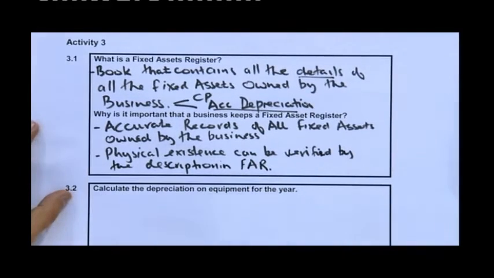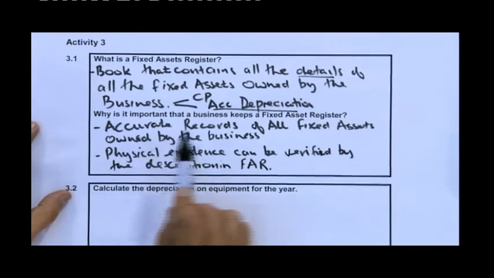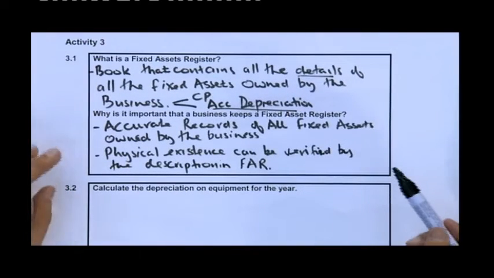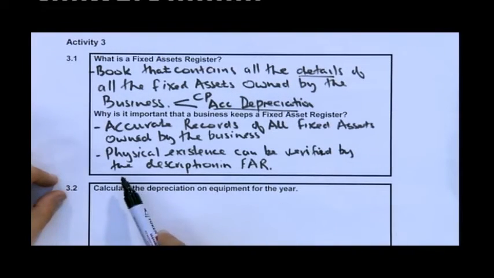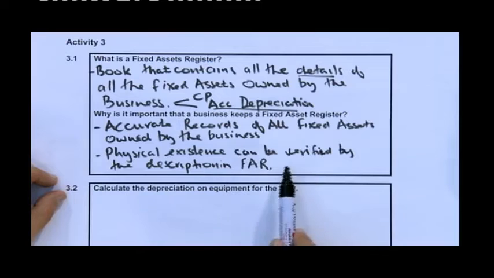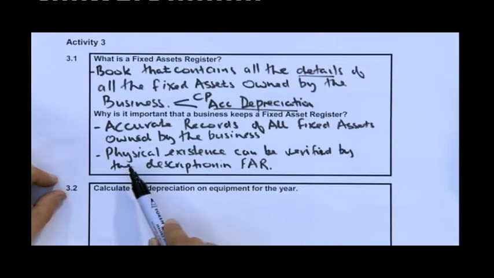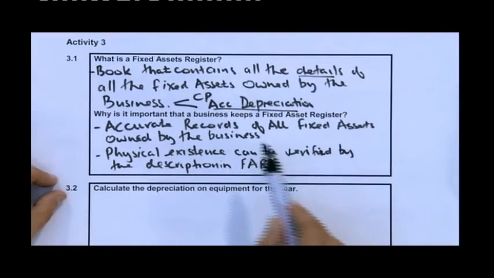Okay. So for one, we need to keep accurate records of all the fixed assets that are owned by the business. The second reason is that the physical existence of the fixed assets can be verified by the description in the fixed asset register. Right? So these are two of the reasons why keeping a fixed asset register is important for a business.